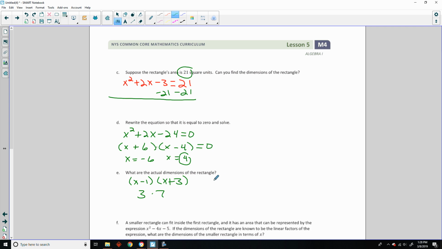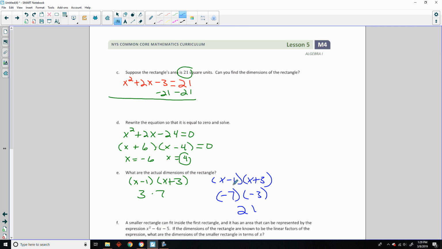Okay, and if I do it again with the other one, x minus 1, x plus 3, and I plug in the negative 6, then I'd have negative 6 minus 1, which is negative 7. And then if I plugged in negative 6 over here, negative 6 plus 3 is negative 3. And negative 7 times negative 3 is also 21. But, rewrite this equation.